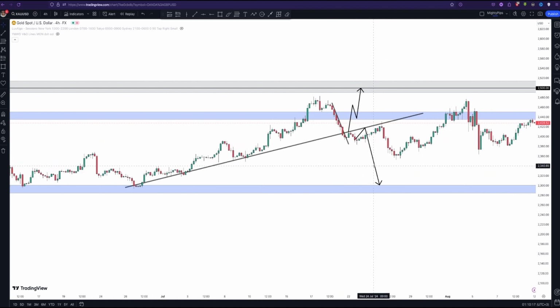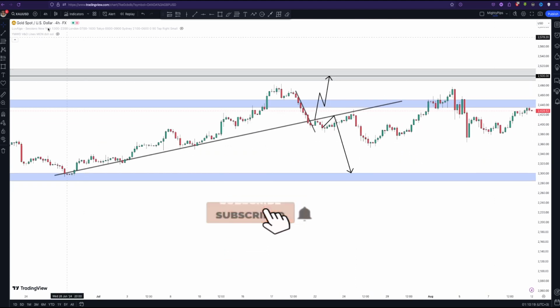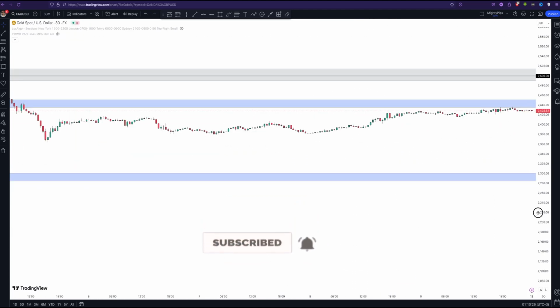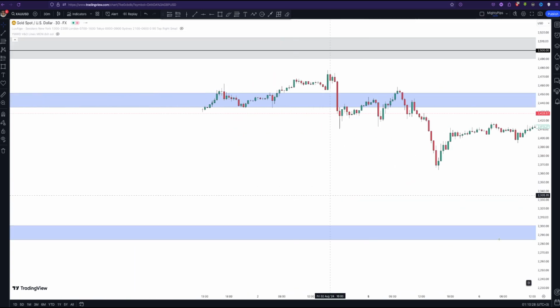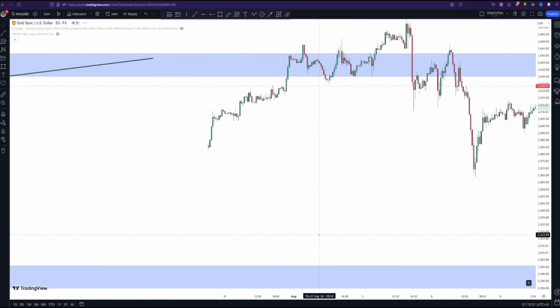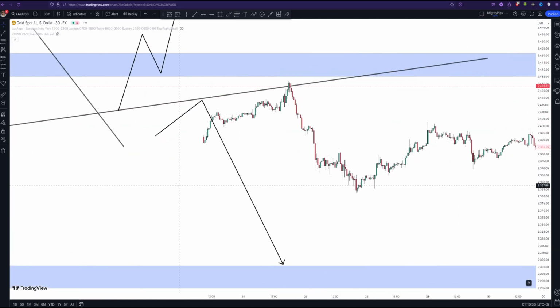So this is where we were at last time, and I told you guys that this is what I was expecting the trades to play out like for gold. Let me just go back to that area. Okay, go back to this area here.